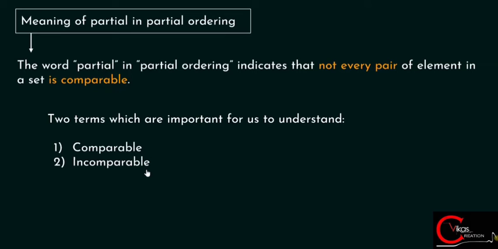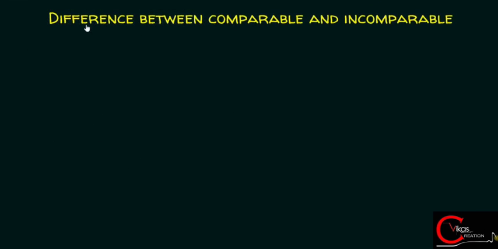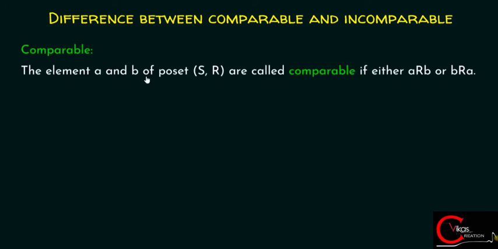Now let's try to understand the difference between comparable and incomparable. This will help us in understanding what we mean by comparable and incomparable. Here we are saying the word partial in partial ordering indicates that not every pair of elements in a set is comparable. Not every pair, okay? That is why partial comes in partial ordering. Let's understand the difference between comparable and incomparable. The elements A and B of poset (S, R) are called comparable if either A is related to B or B is related to A.